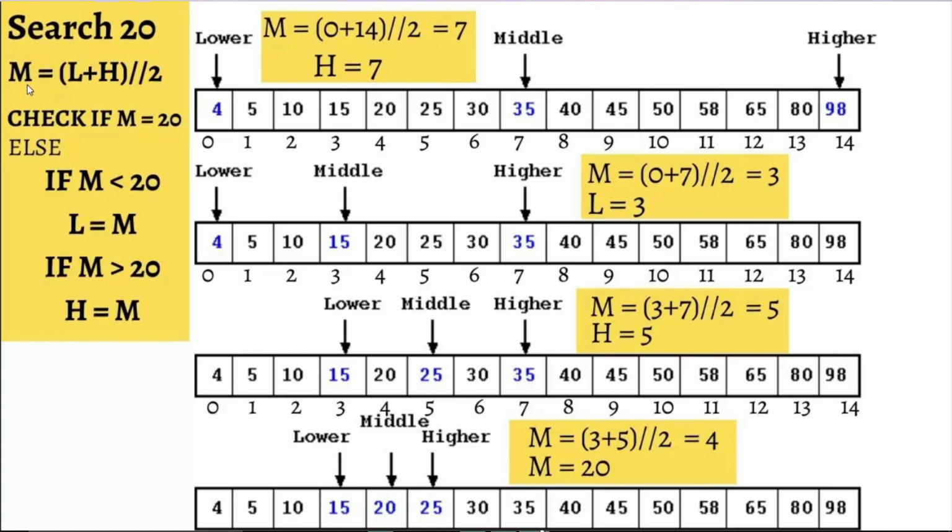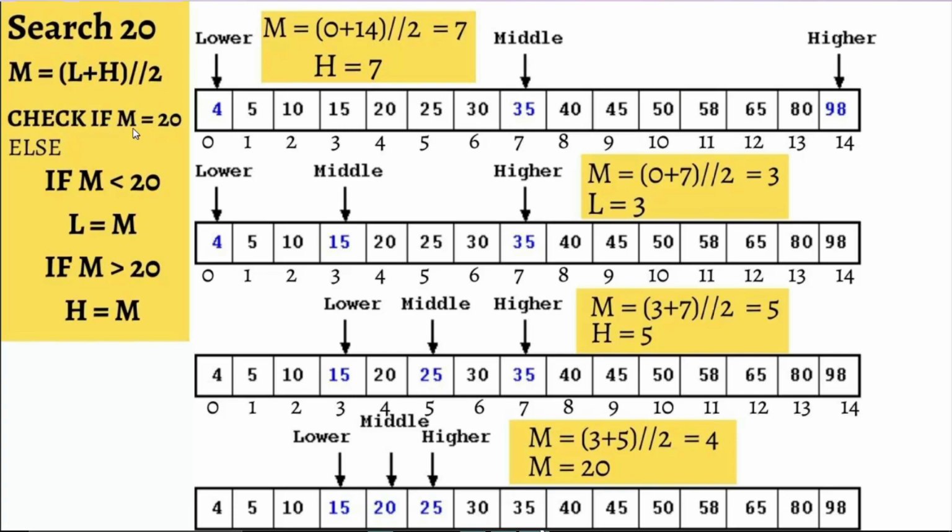First of all, we'll calculate the middle element. So m is equal to (l plus h) integer division 2. We are taking integer division here and not float division. So if the result of the division is 2.5, then we'll consider the second index. For the first time when the program runs, m is equal to (l plus h) divided by 2. So 0 plus 14 divided by 2 is 7. So our middle element is the seventh element.